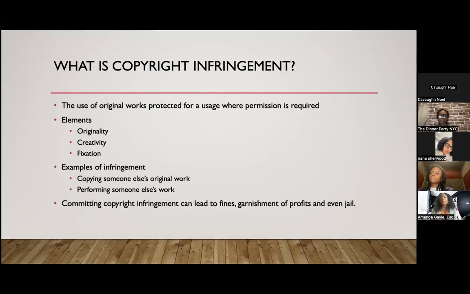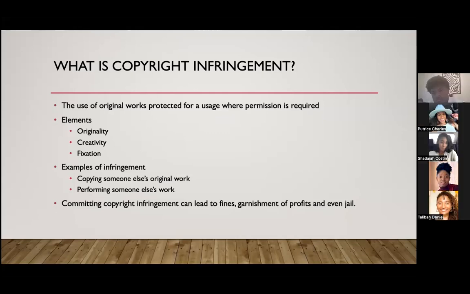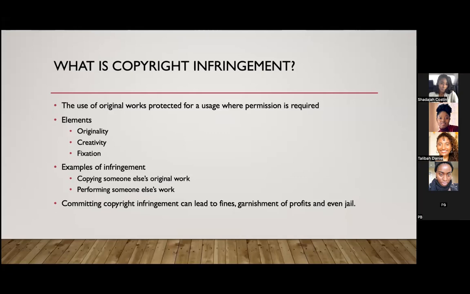So committing copyright infringement is not something that should be taken lightly. You really need to do your research before you're submitting work online, before you're doing anything where you're trying to make money off of something that you created. It may seem new and novel to you, but you want to make sure that you're doing a full search to make sure that no one else is doing it, because that takes away that originality piece, right? Committing copyright infringement can lead to fines, penalties, and yes, some people actually go to jail.